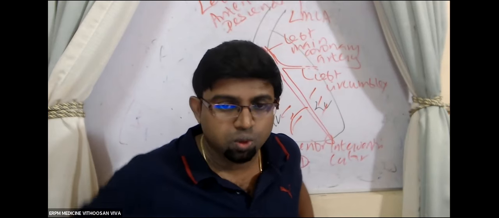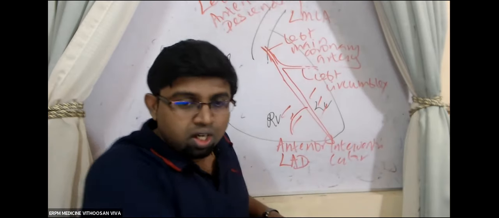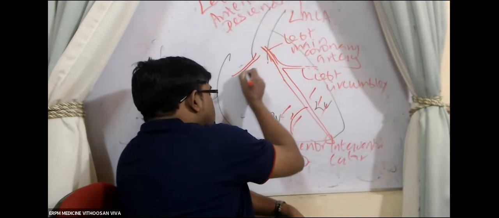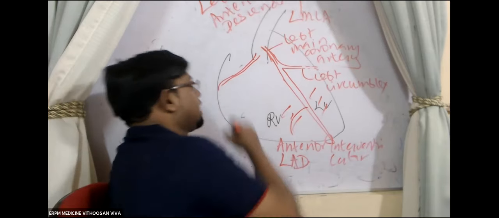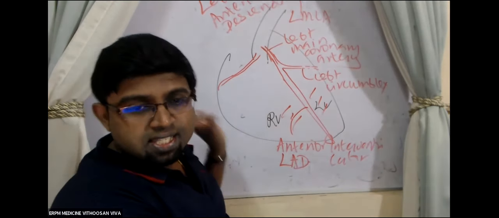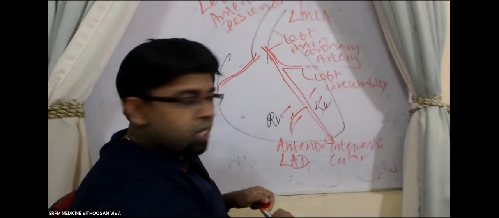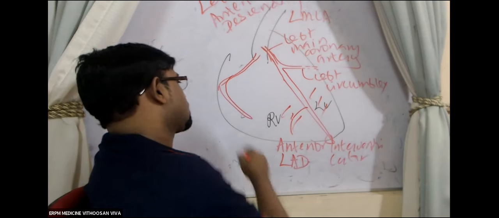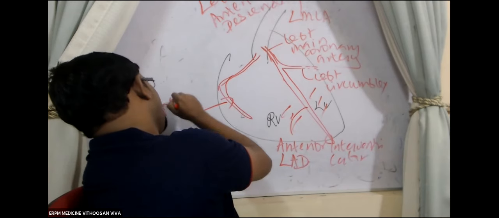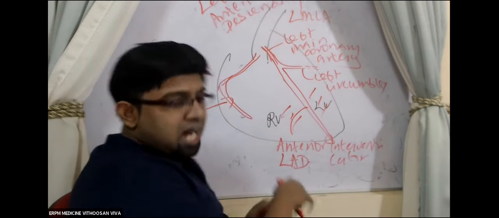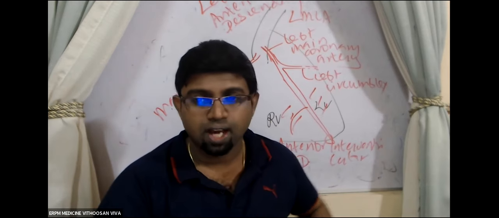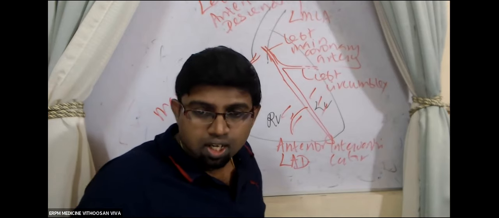Now the next point. If you look at the right coronary artery, again it starts from the aorta. It comes like this, and here it gives a branch. This is called the marginal artery.